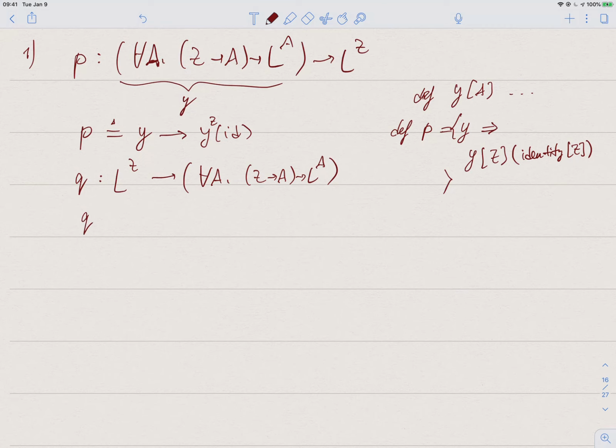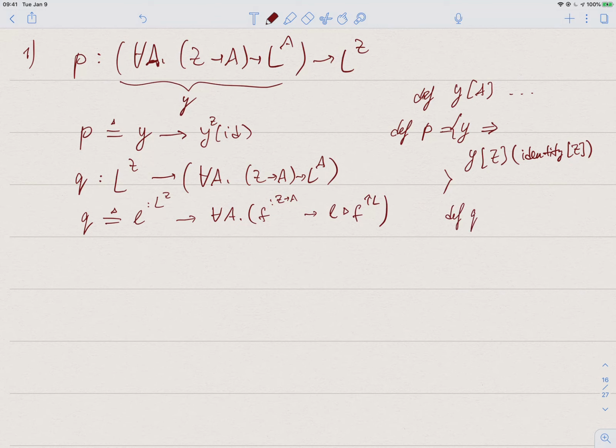This is easier to implement because you're given some L of type LZ, and you return, for all A, a function from some F, Z to A, into L mapped with F.